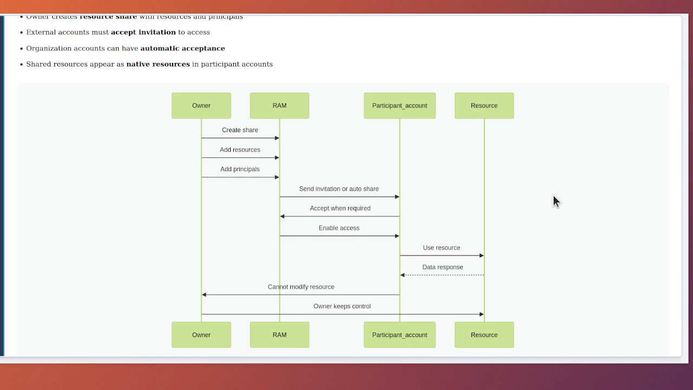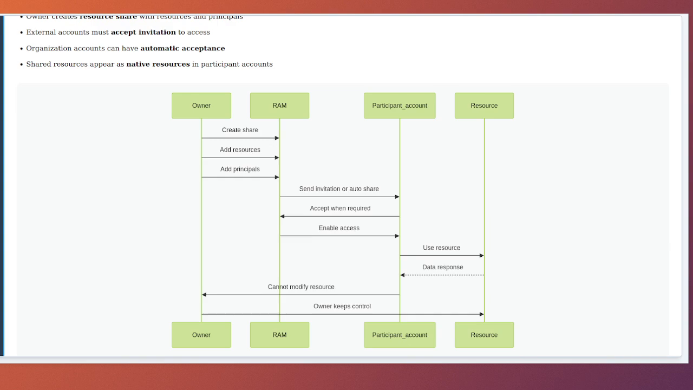During creation, you specify a name for the resource share, select the resources you want to include, choose the principals you want to share with, and optionally attach specific permissions. Once the resource share is created, what happens next depends on whether you are sharing within an AWS organization or with external accounts. If you are sharing within your organization and have enabled resource sharing in the organization settings, the resources become available to the target accounts automatically without requiring acceptance.